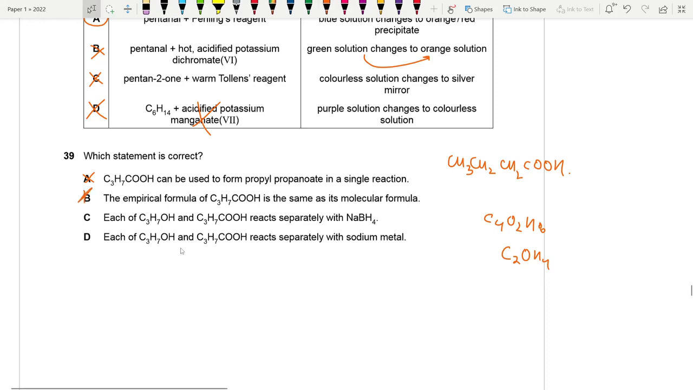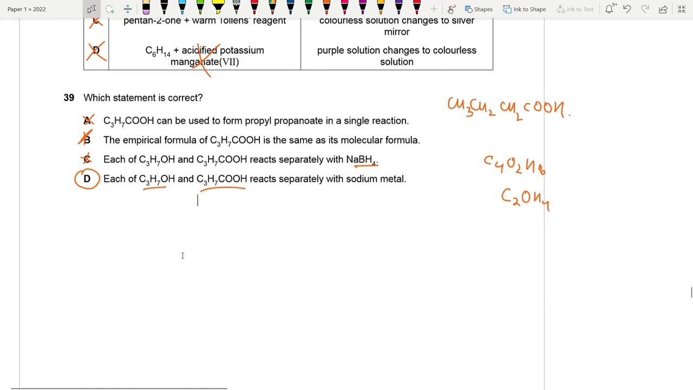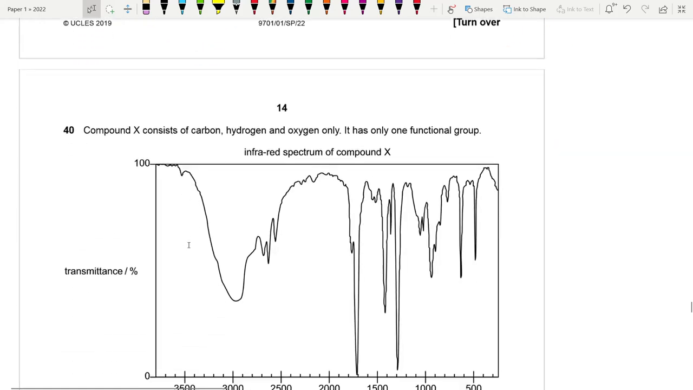C. Each of C3H7OH and C3H7COOH reacts separately with NaBH4. No, NaBH4 is not strong enough to reduce the carboxylic acid, though alcohols can be reduced. So that's wrong anyway. So 39 should be D. Each of these two, propan-1-ol and butanoic acid, reacts separately with sodium metal. True. Alcohol is acidic enough to react with active metals like sodium to form alkoxides.